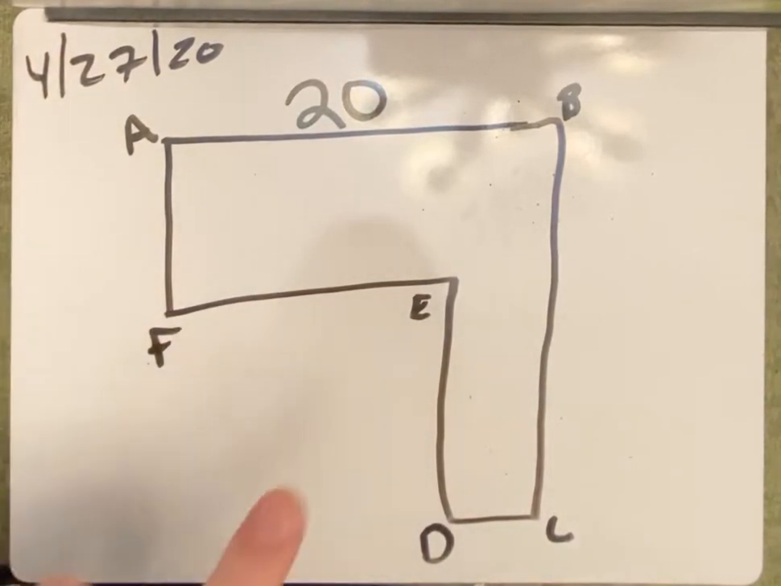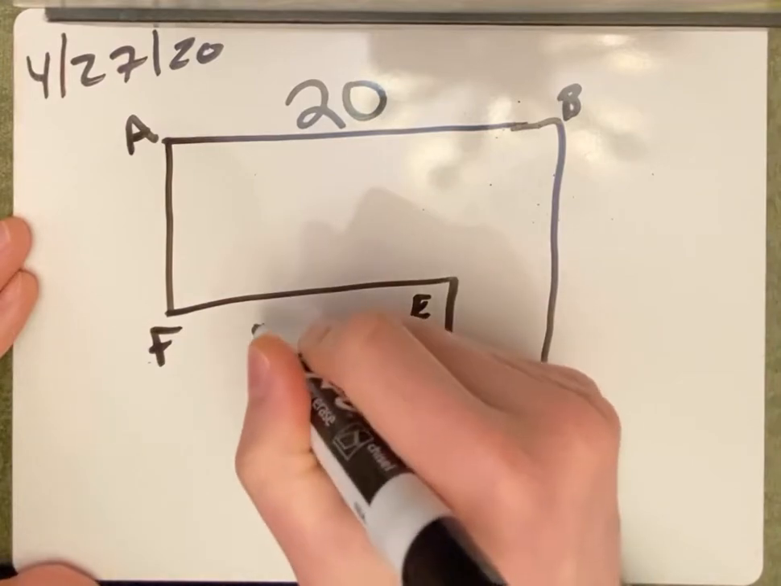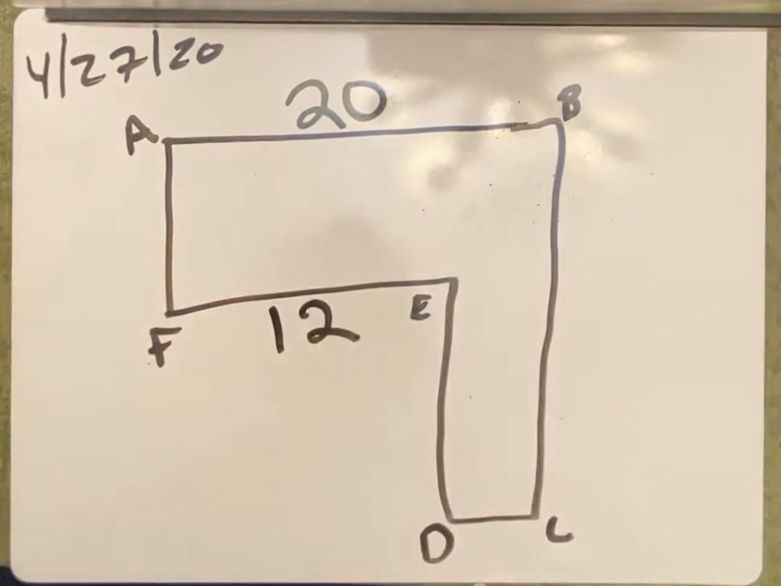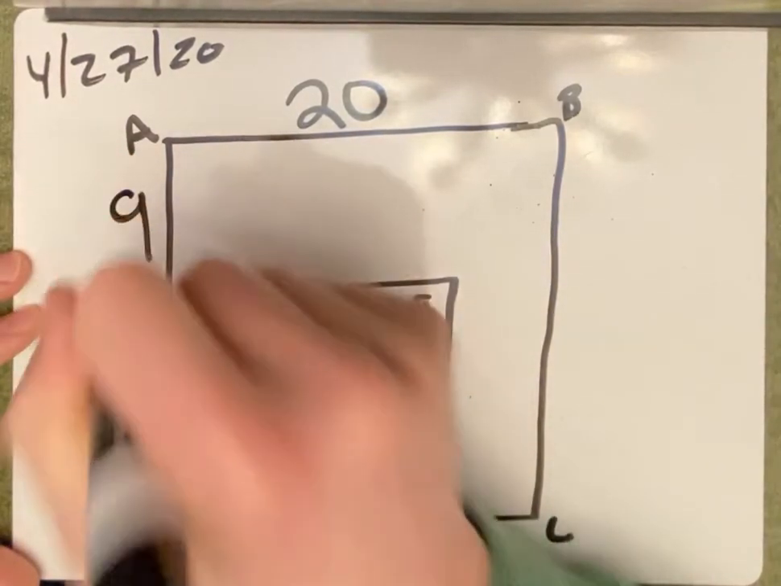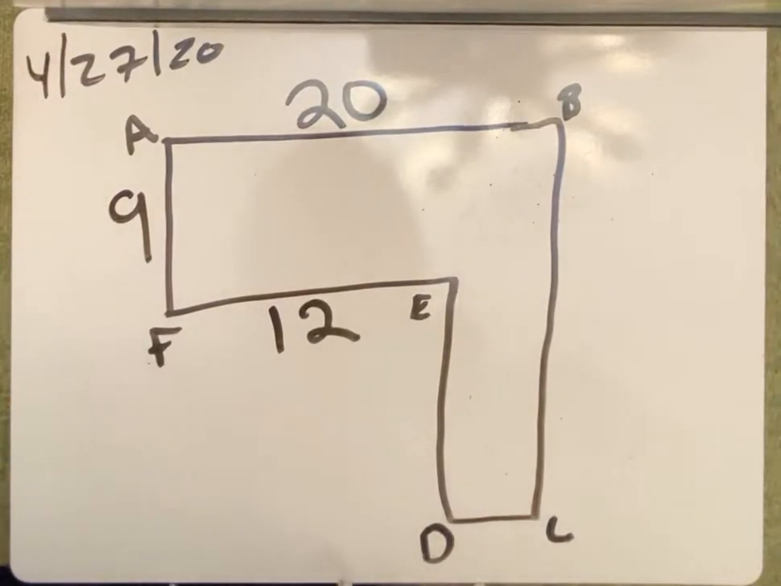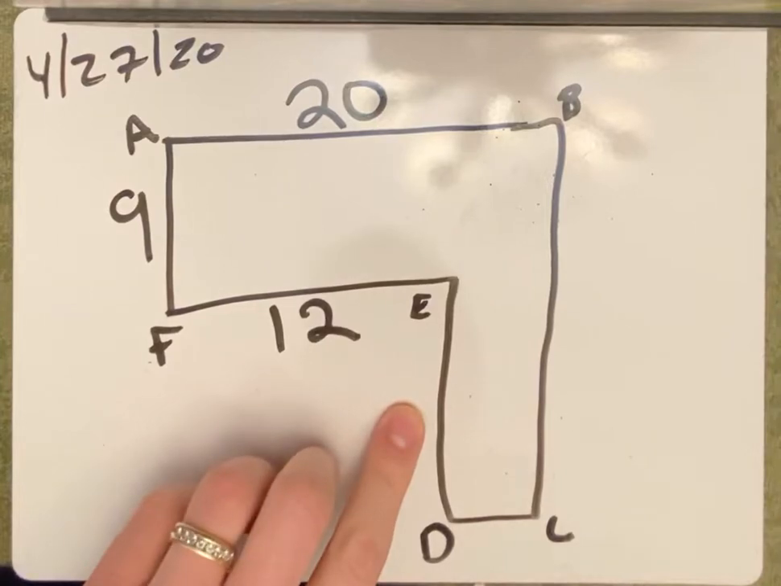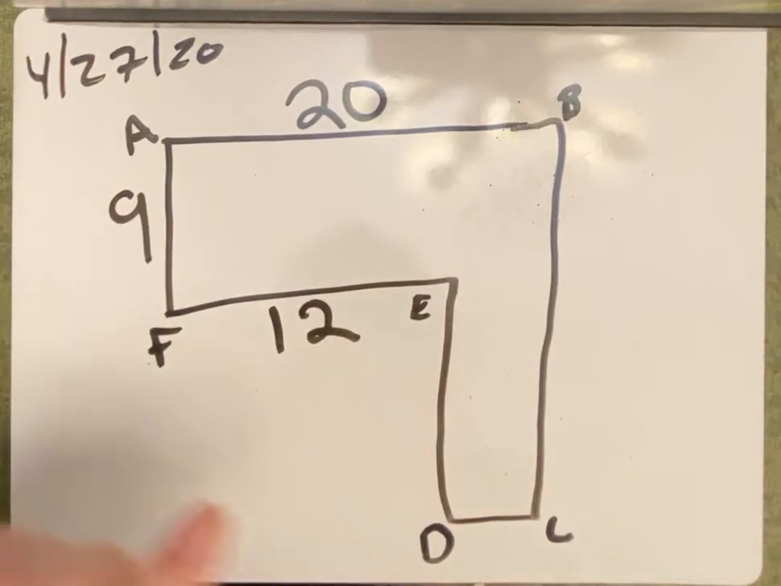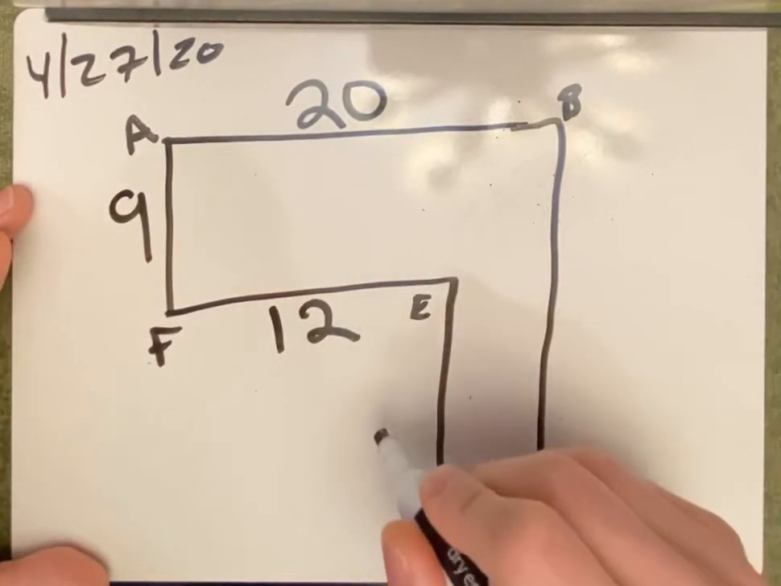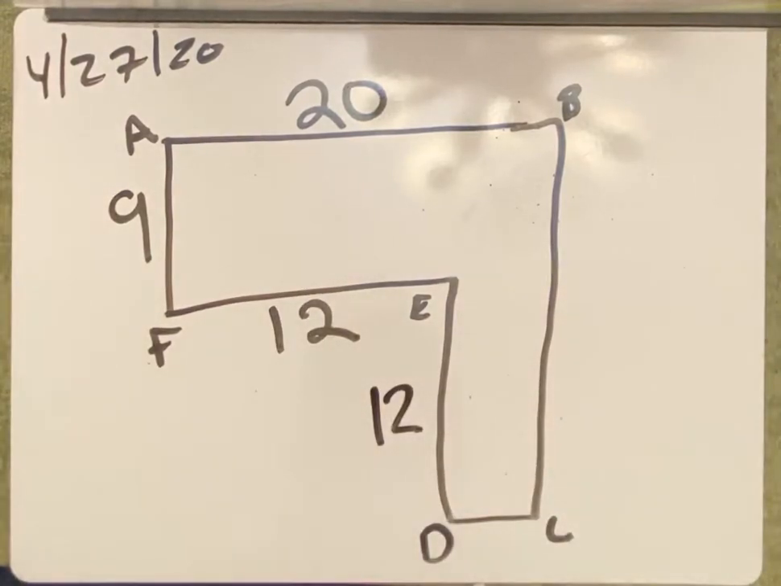FE is 12, so this is 12. AF is 9. Where's AF? AF is 9. And DE is 12. Where's DE? DE, here. So this is 12. Two 12s, yep. Find the length of the other two sides, then find the area of the polygon. All right, let's check it out.